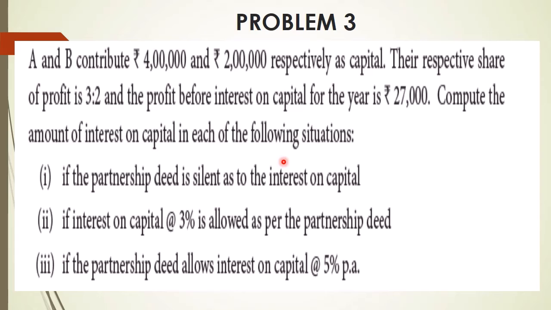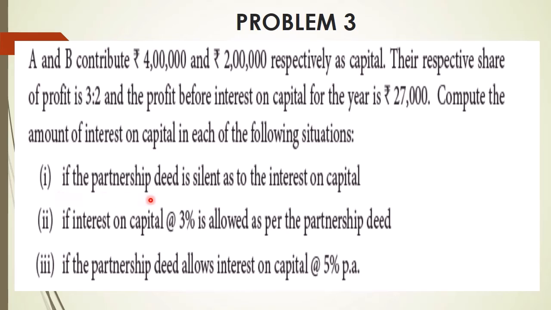Problem number 3. A and B contribute 4 lakh and 2 lakh respectively as capital. The respective share of profit is 3:2. And the profit before interest on capital for the year is 27,000. This is a little bit different problem. This problem will help us to apply the concepts which we have studied. Compute the amount of interest on capital in each of the following situations.